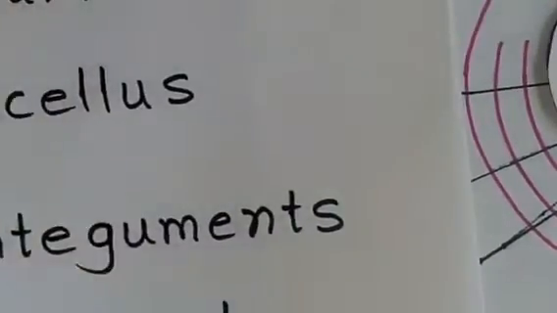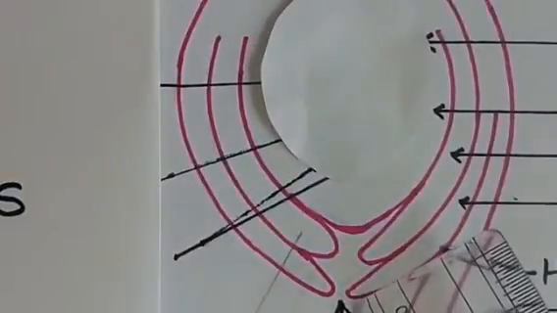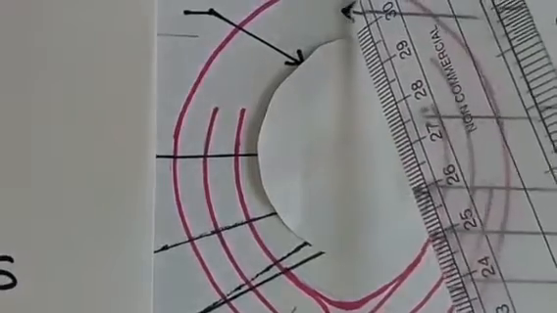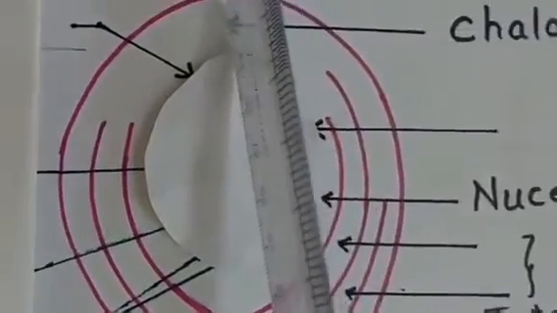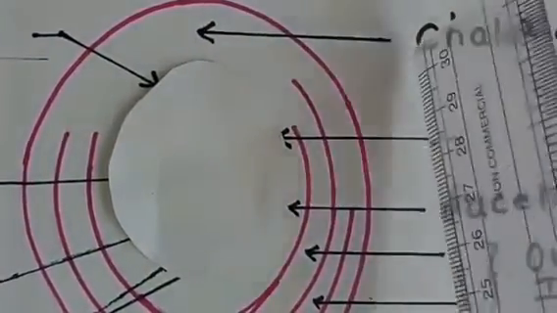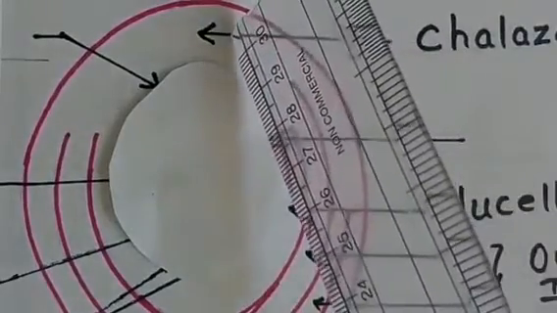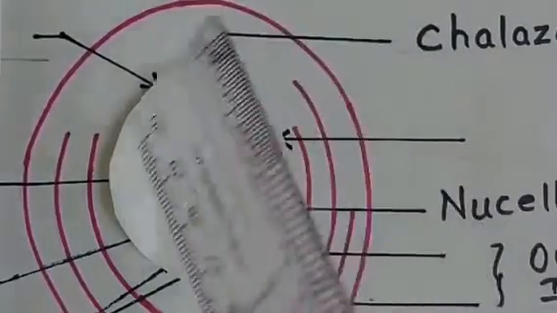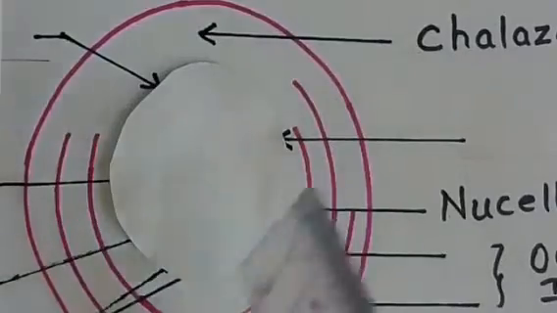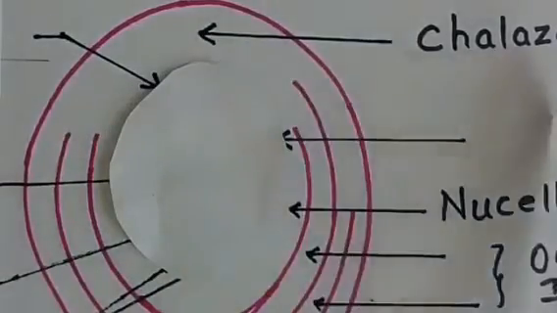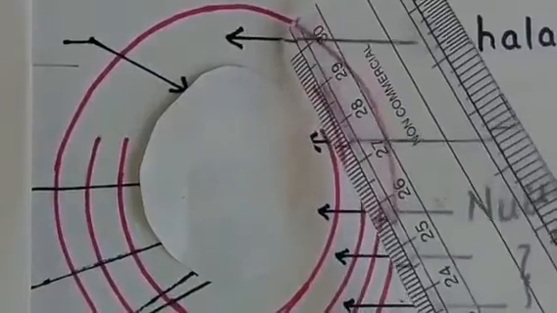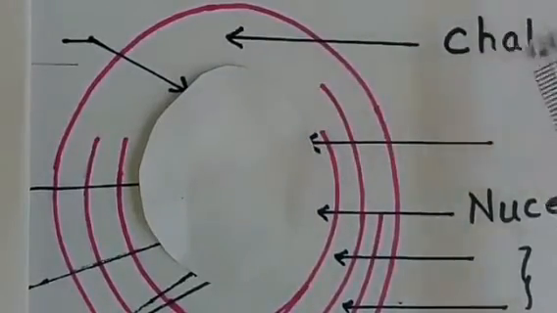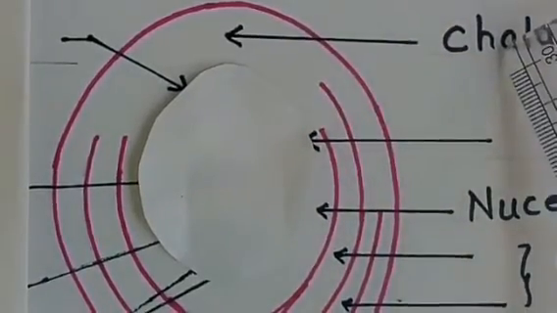Then the next part of the ovule is called the chalaza. This is the next part of the ovule. See, exactly opposite to the micropyle, this part is called the chalaza. So the chalaza is present at the base of the ovule. From the chalaza, the integuments arise, and the end of the ovule where the chalaza is present is called the chalazal end.